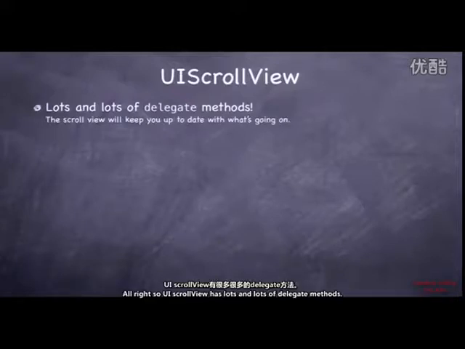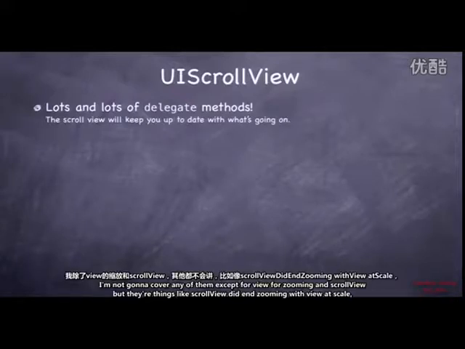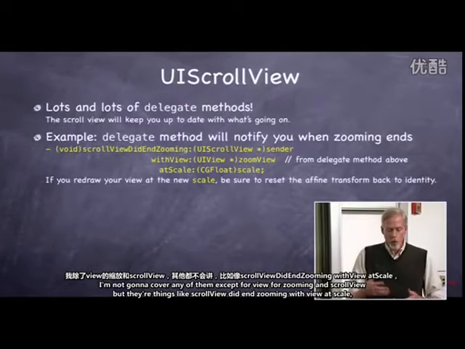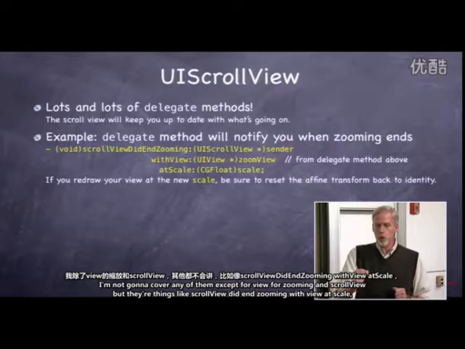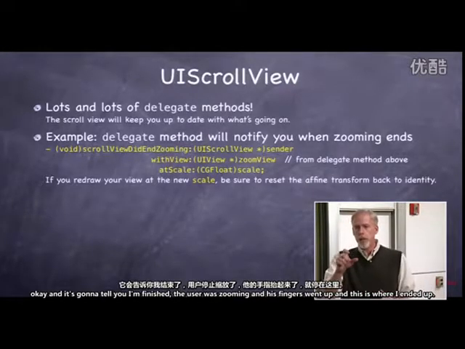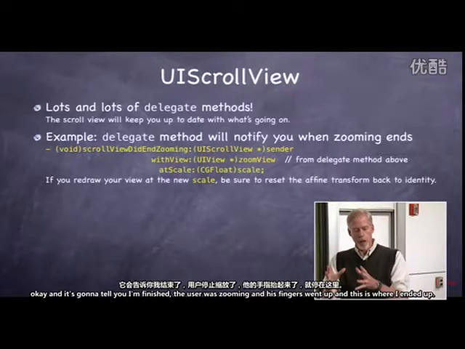All right, so UIScrollView has lots and lots of delegate methods. I'm not going to cover any of them except for viewForZooming in scroll view, but there are things like scrollViewDidEndZooming withView atScale. Okay, and it's going to tell you I'm finished. The user was zooming and his fingers went up, and this is where I ended up.